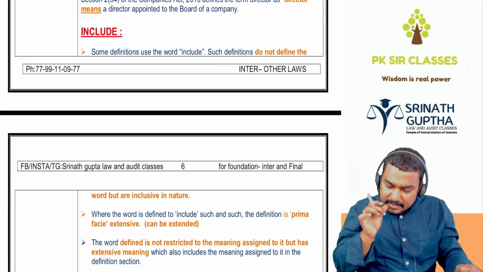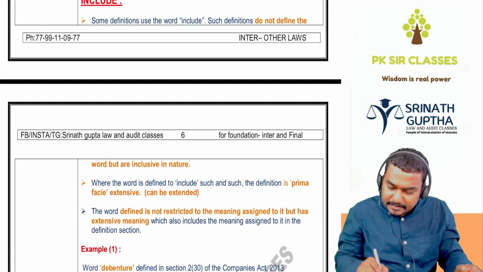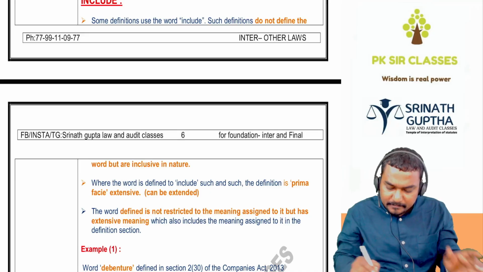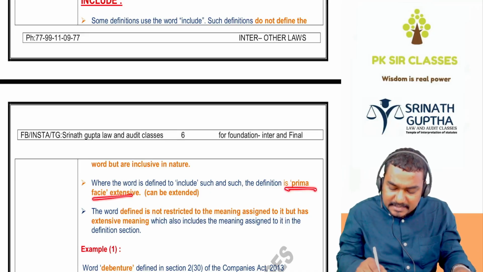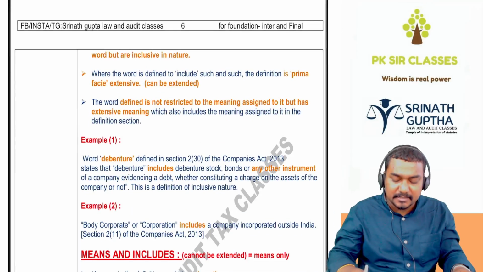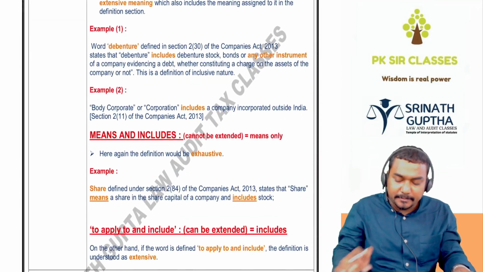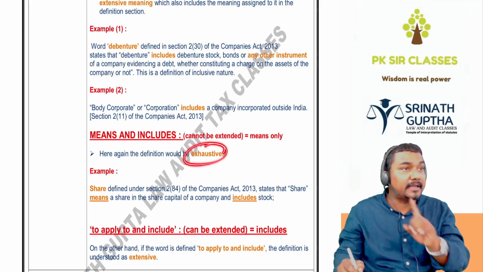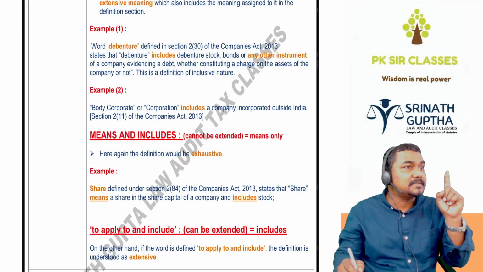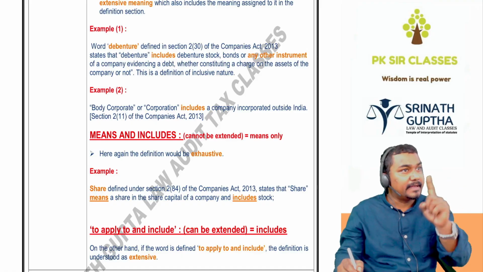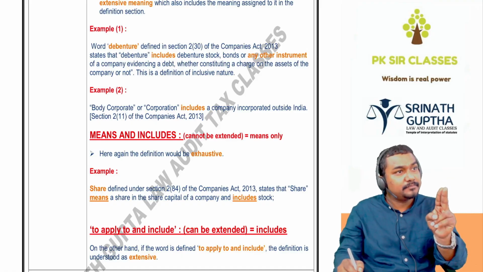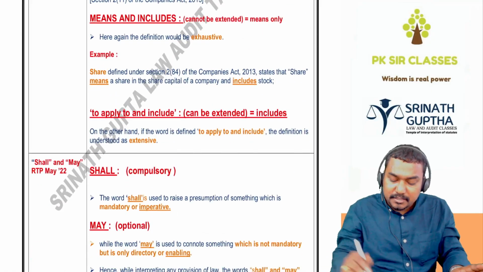So it does not define the word exactly. This word is prima facie extensive. We can extend the meaning beyond the definition given in the definition itself. Next, if the definition starts with means and includes, it means exhaustive, cannot be extended. Means is exhaustive, includes means extended, means and includes is also exhaustive only. Next, to apply and to include means includes only.